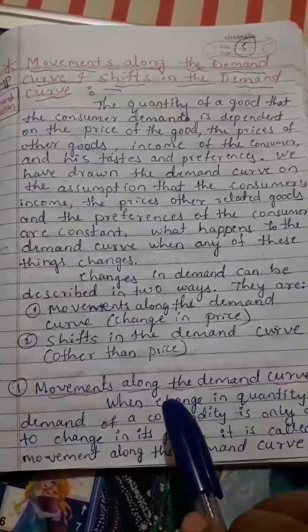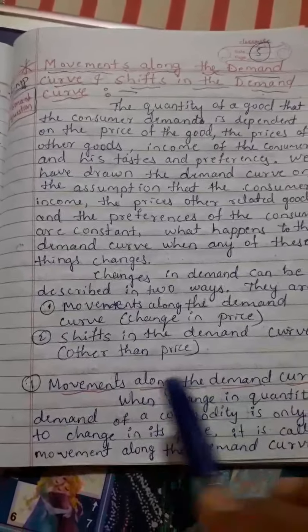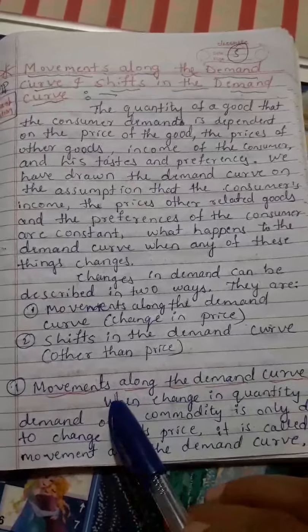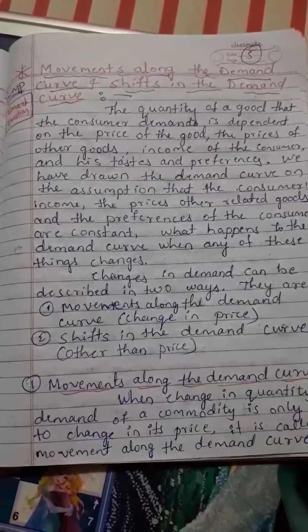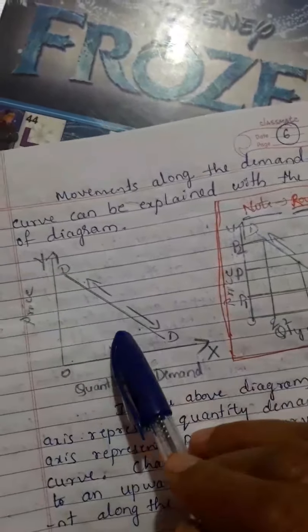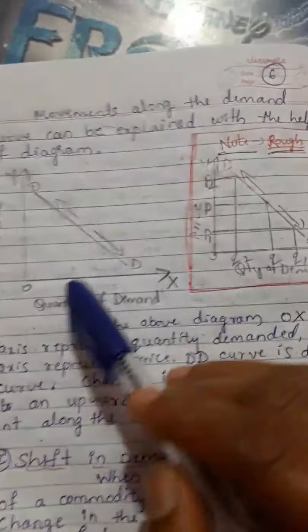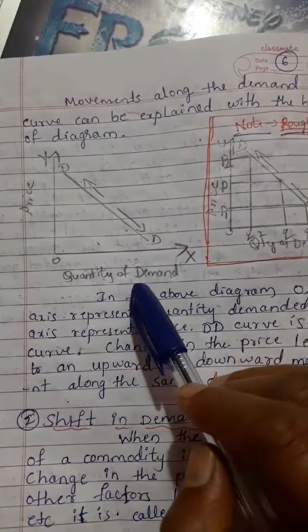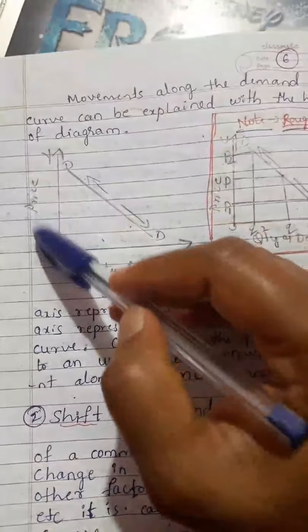It depends on the prices. When prices change, the quantity demanded of the commodity changes. That is called a movement along the demand curve. It can be explained with the help of a diagram. I have given the textbook diagram here. Nothing else is given, just a demand curve DD. Already you know the DD curve: on the x axis is the quantity of demand, on the y axis the prices.